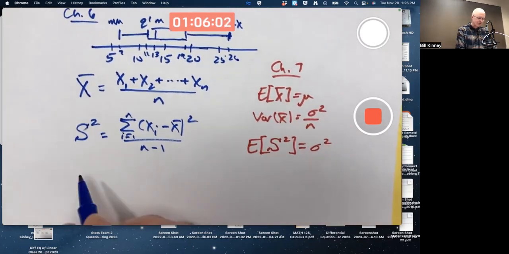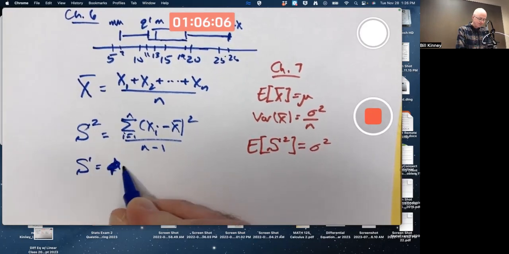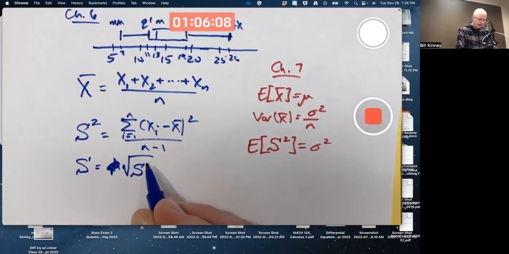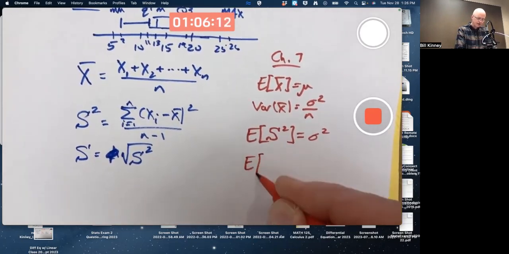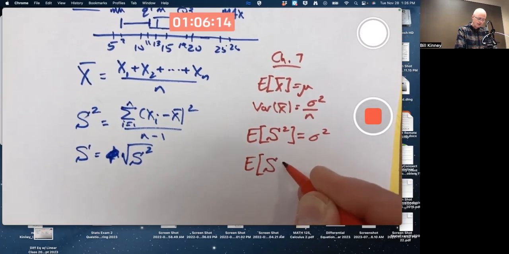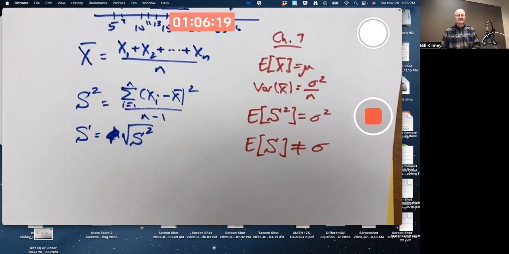But S, the sample standard deviation, is the square root of the sample variance. That's not unbiased. You should know these things for true-false questions, or maybe multiple choice. Unfortunately, that's not unbiased. It's biased. But we live with it.